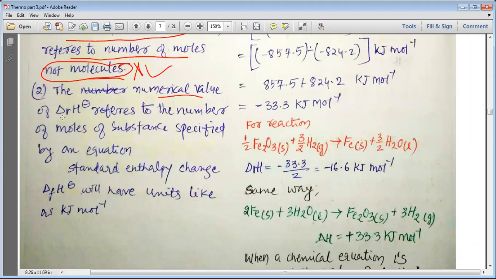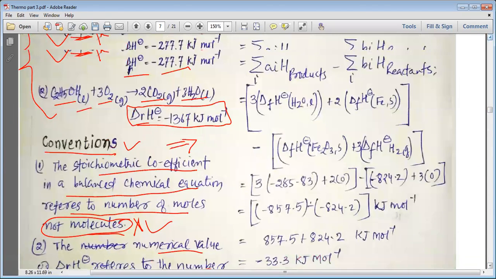The numerical value of delta rH refers to the number of moles of substance specified by an equation. So these numerical values of the reaction enthalpy refer to the number of moles of substance specified in the equation. A standard enthalpy change, that is the enthalpy of formation, will have units like kilojoule per mole. So when we write a thermochemical equation, we write the enthalpy change in units like kilojoule per mole.